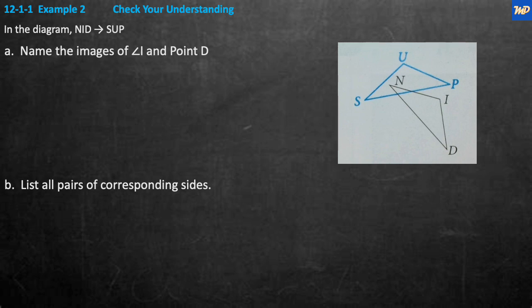Okay. So angle I maps to angle U. So we're going to say angle I maps to angle U. And then it says, and point D. Point D, so D maps to P. So you see how the triangle kind of rotates counterclockwise and slides into position. And now that you see that, it says list all pairs of corresponding sides.